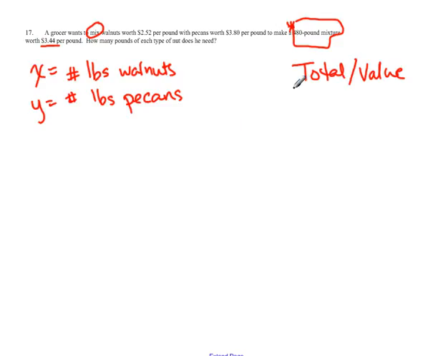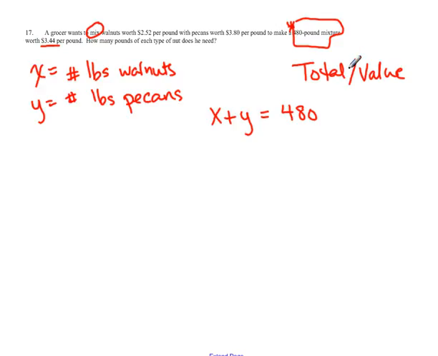So the first equation in a total value type of problem is the sum of the two things you're trying to mix is equal to the total of the mixture. So the number of pounds of walnuts plus the number of pounds of pecans is equal to the total number of pounds of the mixture. So that's X plus Y equals 480.